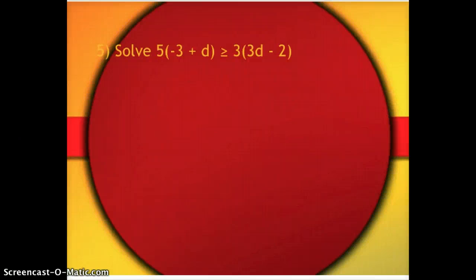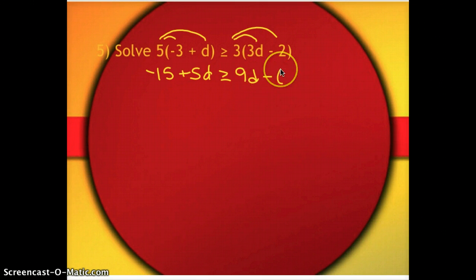All right, let's see if you can do the final problem today. So we got some negatives in here, variables on both sides, parentheses on both sides. If you can do this problem all top to bottom on your own, no problems, you're probably good to go. Again, I'll work it out though. Okay, so we've got 5 times negative 3 is negative 15, plus 5d, I'm using my distributive property. That's greater than or equal to 3 times 3d, which is 9d. 3 times the minus 2 is a minus 6.